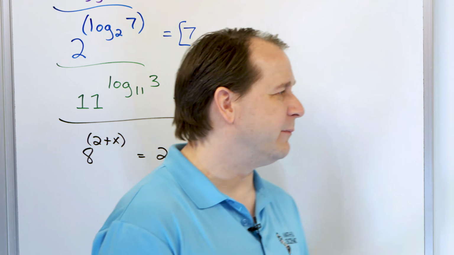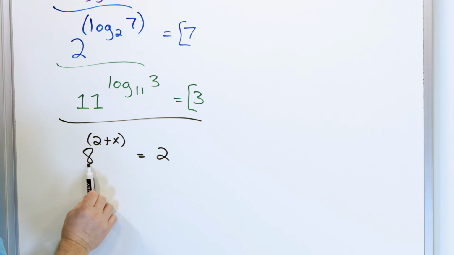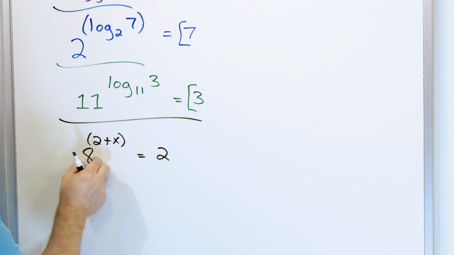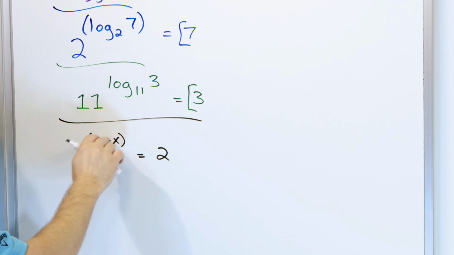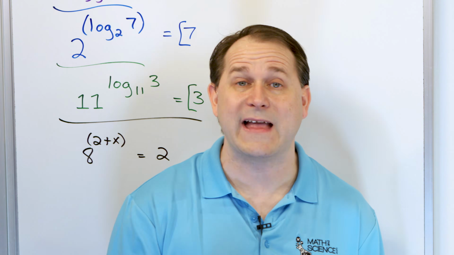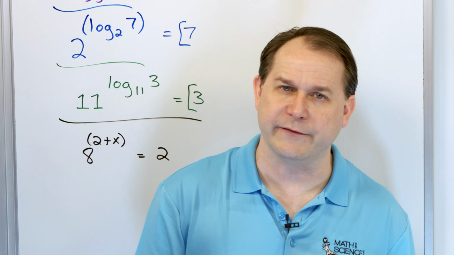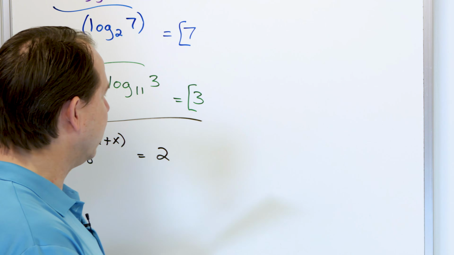And the way we solved it before is we said, okay, I can write 8 as 2 to the power of 3. So I can say this is 2 to the power of 3, and that's raised to this. And then when I do the multiplication and set the exponents equal, I can solve for x. We've done that in the past. I'm going to show you an alternative way now that you understand the laws of logarithms.